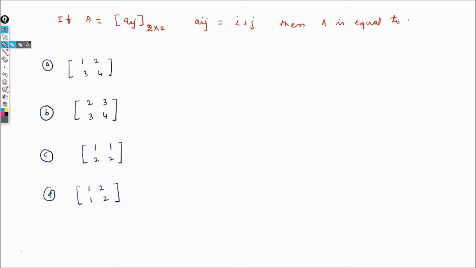What we will do, students, we will calculate the diagonal elements. a11 means 1 plus 1 is equal to 2. a22, that means 2 plus 2 is equal to 4. So we'll check these diagonal elements here, 2 comma 4. There are no such diagonal elements except in matrix B. So B will be our answer.